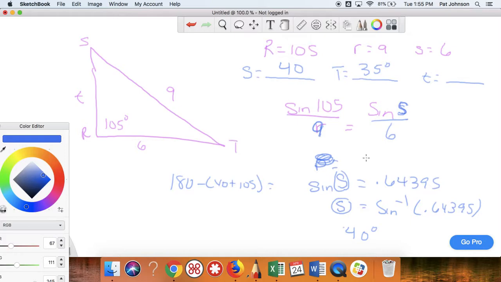Now we can use sine of 105 over 9, and we know that this is 35, equals sine of 35 over t. Using the algebra, t is going to equal approximately 5.3. Okay, so that's example number 3A. So let's look at 3B.